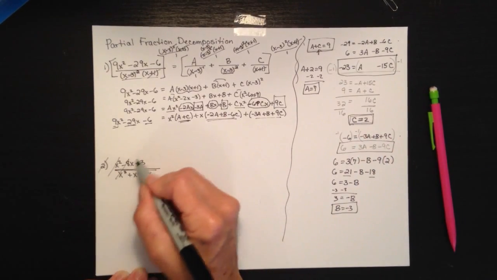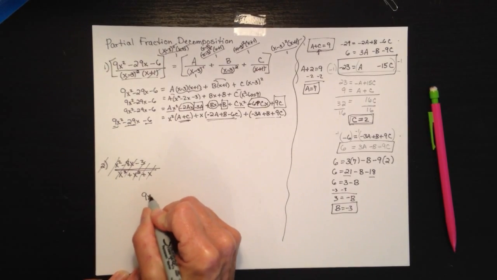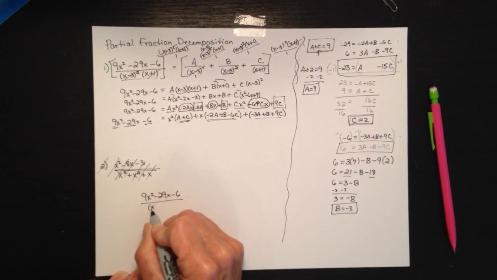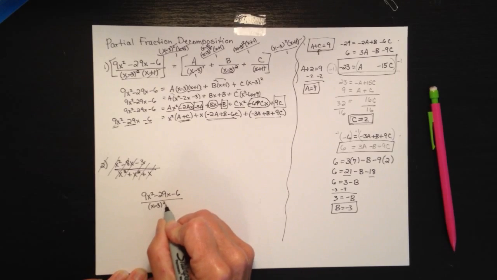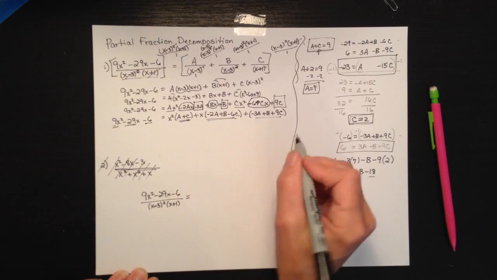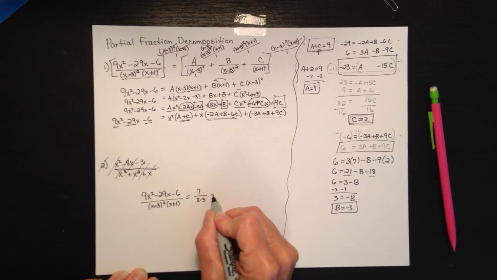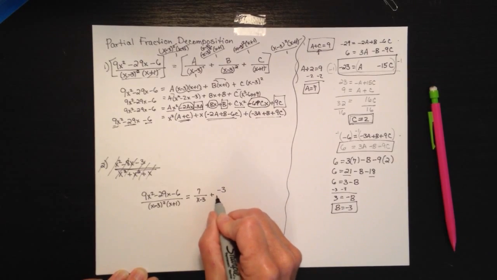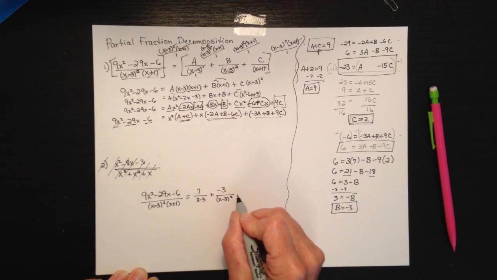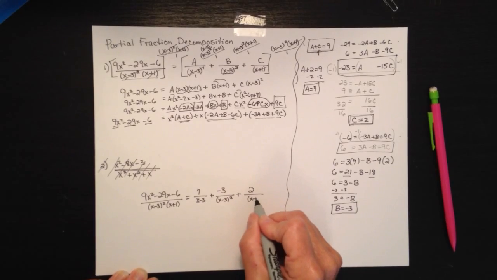I won't have time for this problem in this video, so I'm just marking that out. Here's my final answer. 9x squared minus 29x minus 6 over x minus 3 squared times x plus 1 is equal to a, which is 7, over x minus 3, plus b, which is negative 3, over x minus 3 squared, plus c, which is 2, over x minus 1.